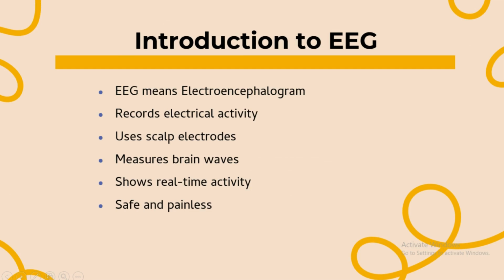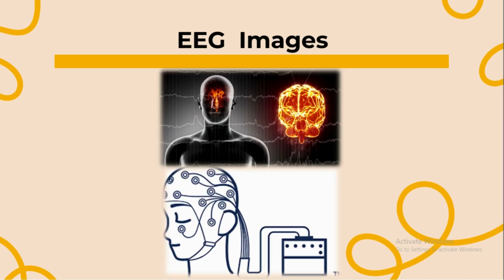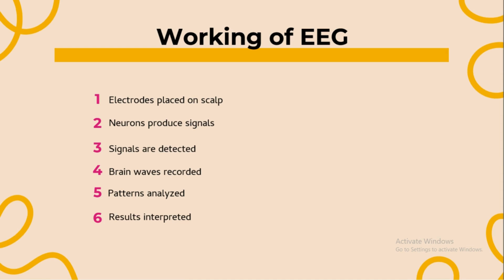Now we define what the EEG is. The EEG means the electroencephalogram. It records the electrical activity using scalp electrodes, which measure the brain waves and show the real-time activity. It is safe and painless. An EEG image is shown in this picture. In the working of the EEG, the electrodes are placed on the skull, the signals produced by neurons are detected, the brain waves are recorded, and the patterns are analyzed and interpreted.